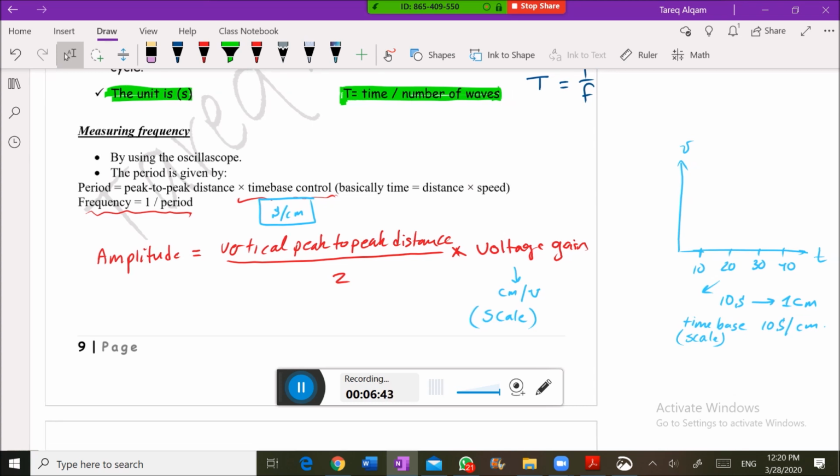Now we have to know how to measure frequency. In order to measure frequency, we use something called an oscilloscope. You will be asked about that, guys. Pay attention. The oscilloscope looks something like this. I want to show you this now.